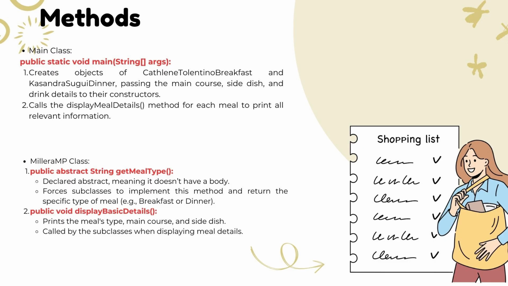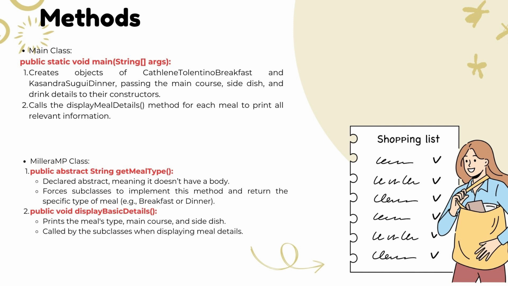In the main class, we use public static void main args to create new objects through instantiation of Tolentino BF and Sugi Dinner, passing the main course, side dish, and drink details to their constructors. And since the details are hidden in the main method, we use the display meal details method, enabling us to print out the relevant information for each meal.